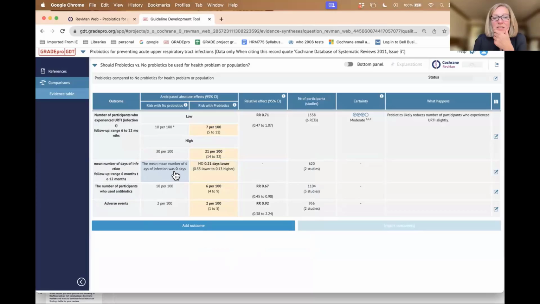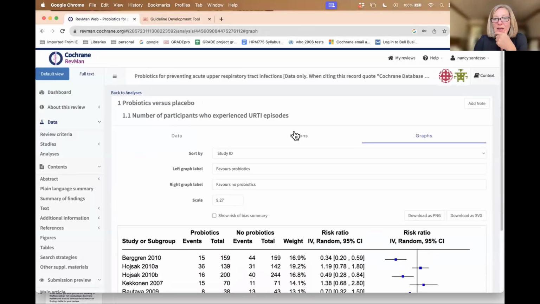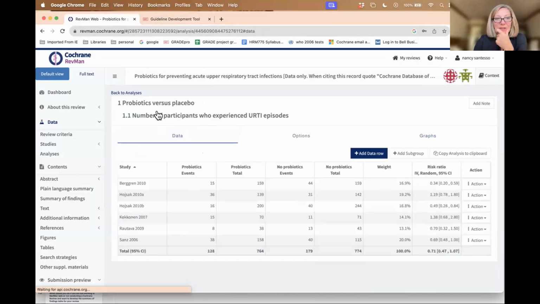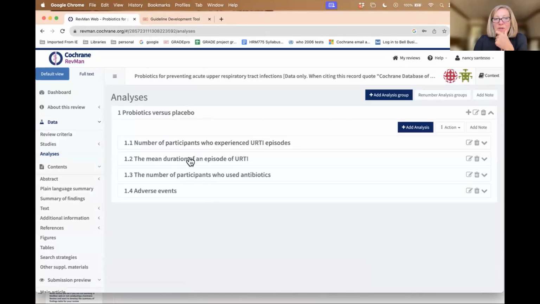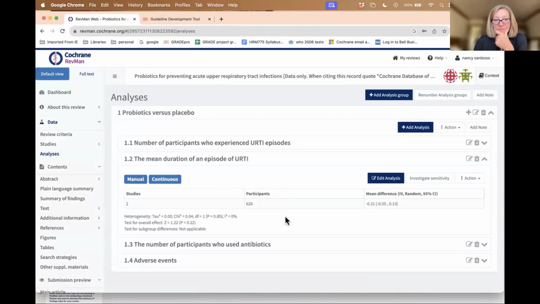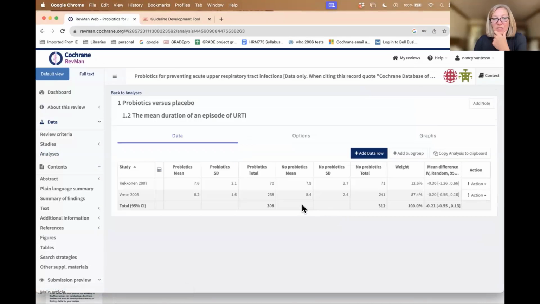The other thing I still need to fill in, though, that didn't come from RevMan was, what is the baseline number of days? What I'll do is go into RevMan, and let's go into that outcome, let's make sure we can get there. In the analysis, I'm going to go into the mean duration here. And what I want to do is actually look at the forest plot to see what is the mean duration. And I can look at these numbers right here.